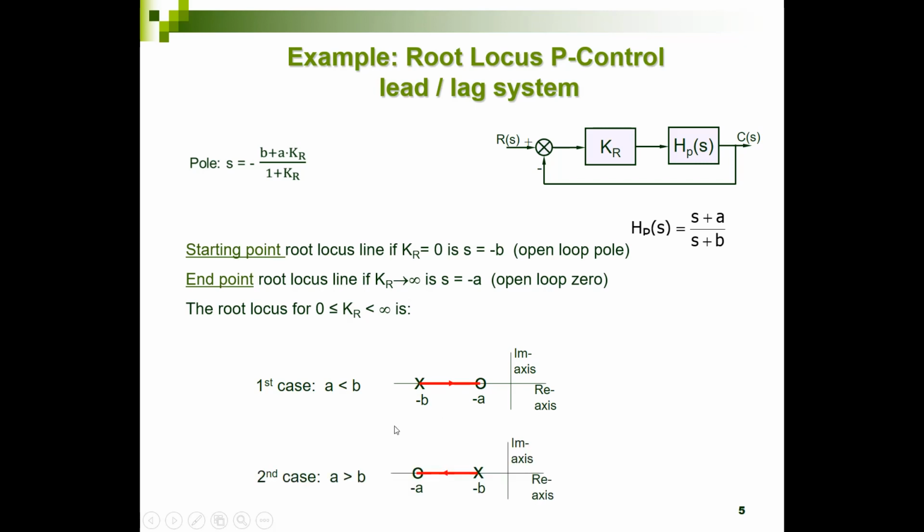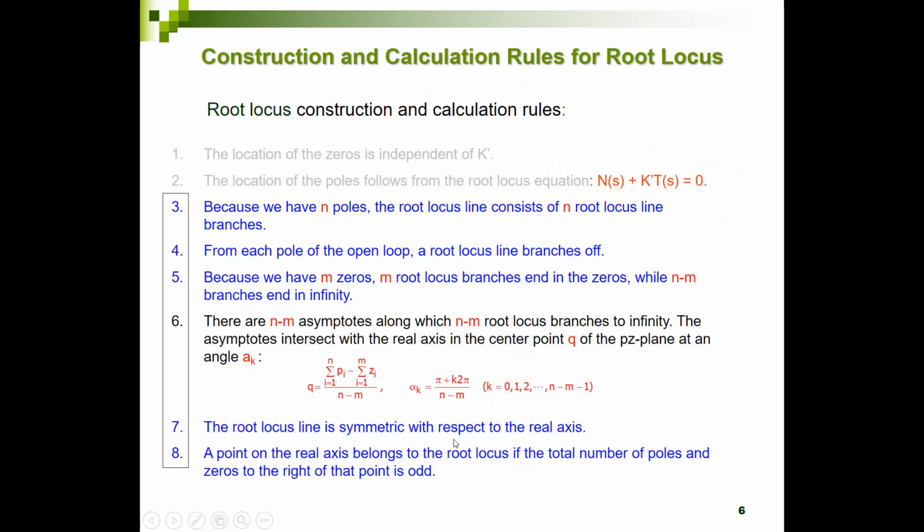When B and A are swapped, then again the root locus starts in the pole and ends in the zero, and this is the root locus, showing how the pole moves when kr is increasing. So now we have seen that we can define the root locus for two simple systems, but you can do it for more complex situations. And for every situation in which you want to construct a root locus, there are a lot of root locus construction and calculating rules.